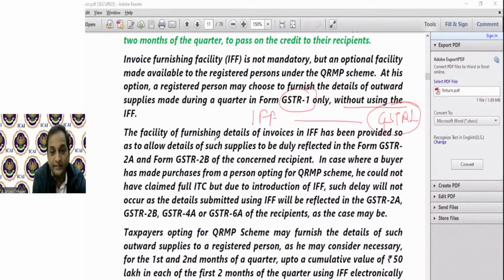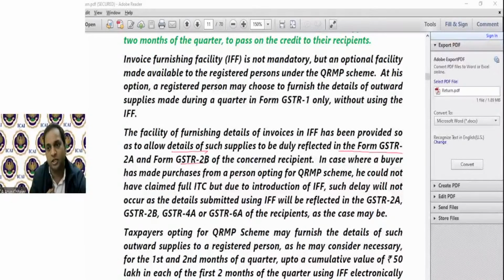The facility has been provided to allow the details to be duly reflected in the 2A as well as in 2B. I will report the transaction of the outward supply so that it will appear in the 2A and 2B. I will report either in the GSTR1 or, in case of the QRMP, I will upload in IFF.